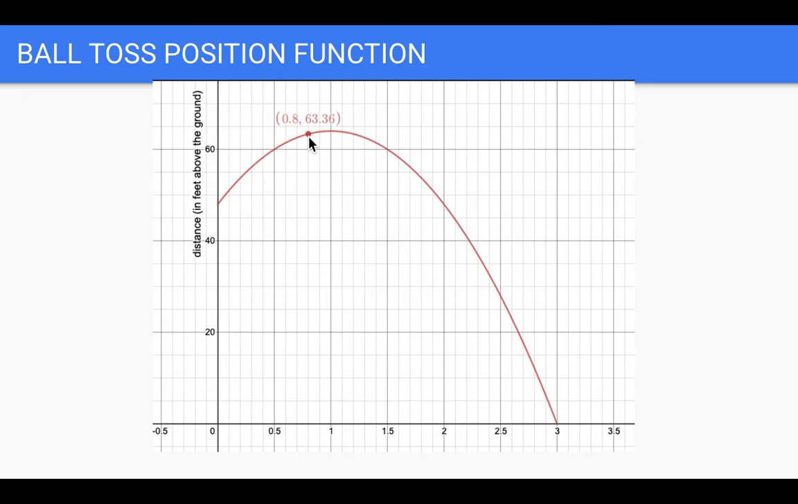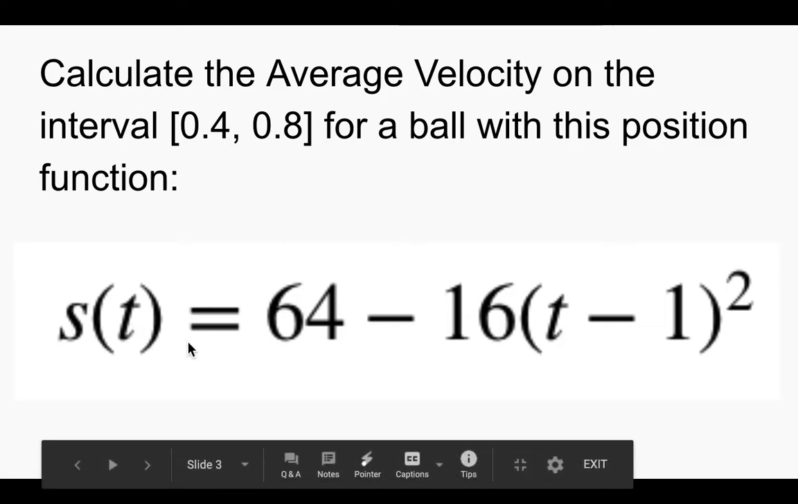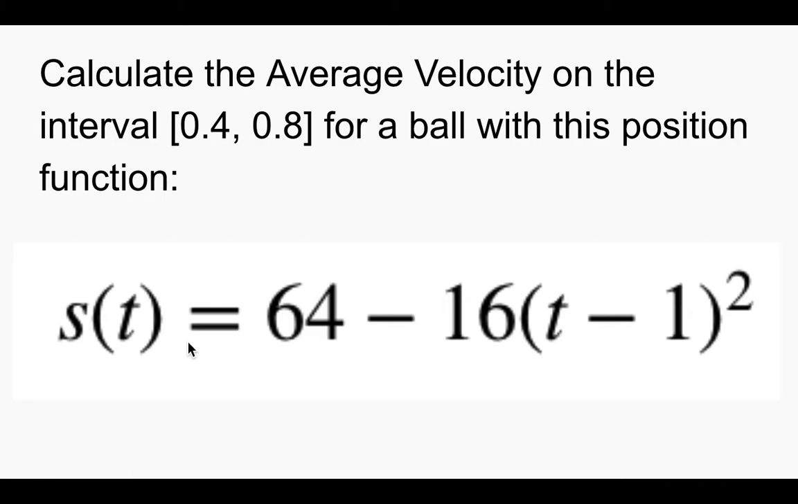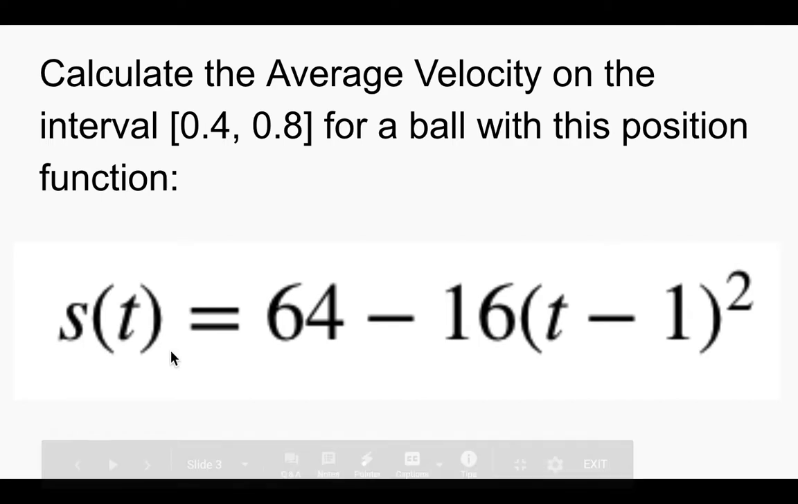And this is going to first talk about average velocity. This was our warm-up problem for Monday. Calculate the average velocity on the interval from 0.4 seconds to 0.8 seconds for a ball with this position function. The position function is s of t equals 64 minus 16 times the quantity t minus 1 squared. And by position, we mean its height in feet above the ground.